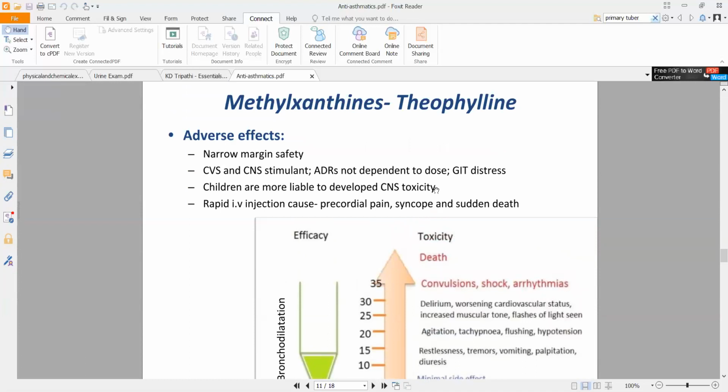Children should never be given theophylline altogether, because they very easily develop CNS toxicity. So theophylline should be avoided altogether in pediatric patients. I would say it should be avoided in pregnant patients as well, because it can have some side effects upon the fetus as well, right?